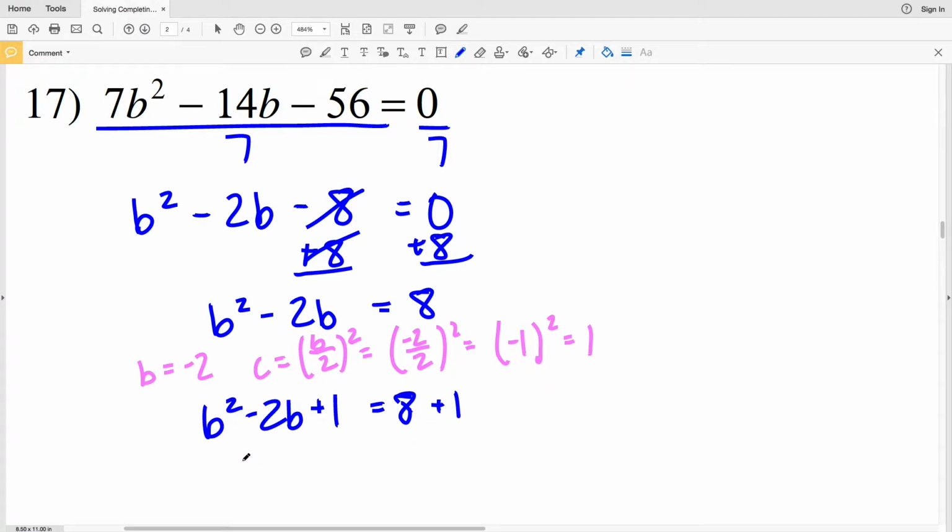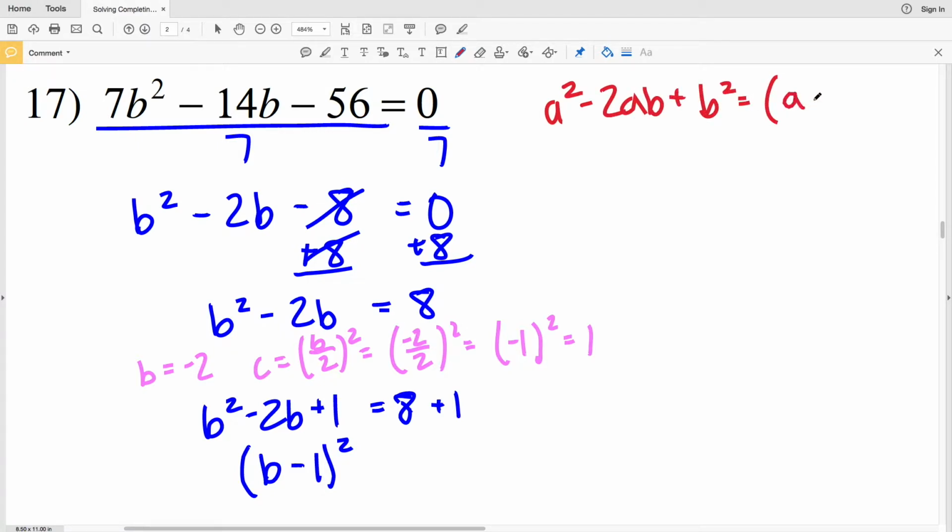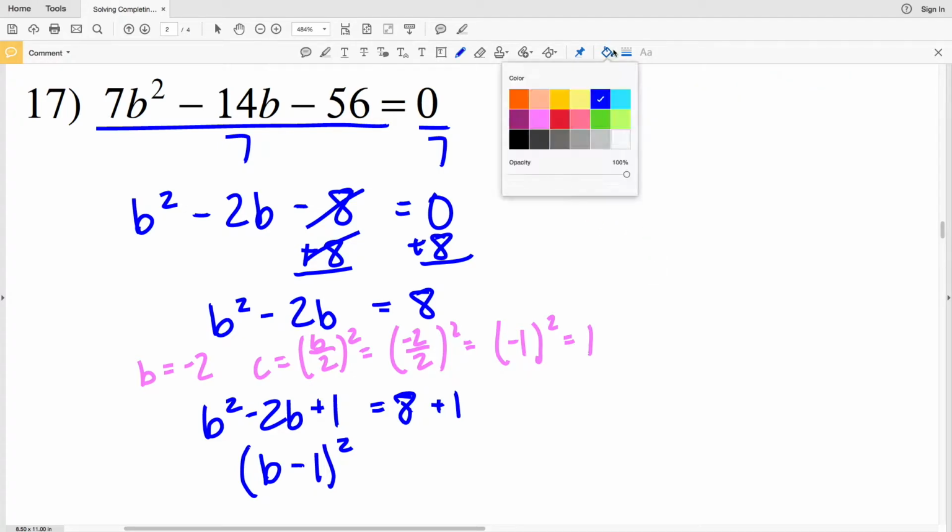So I'll be able to rewrite that as a minus b squared. However, in this case, my b in my equation is equivalent to my a value, so I'll have b, and then I'll be subtracting my b value of 1 squared. So again, that's in the form of a squared minus 2ab plus b squared, which I can rewrite as a minus b squared. However, in this equation, my a value is equivalent to b, and my b value in the formula is equal to a positive 1. So this b represents the b in my equation, and this b represents the b in my formula. So I'll have b minus 1 squared equals 8 plus 1, which is 9.